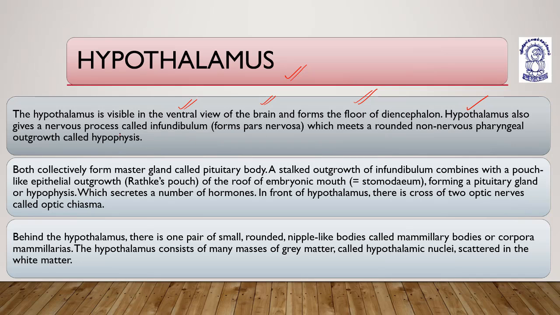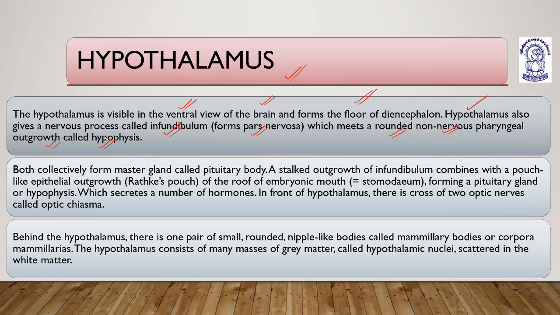The hypothalamus is visible in the ventral view of the brain and forms the floor of the diencephalon. It also gives a nervous process called the infundibulum, which forms the pars nervosa, that is the posterior pituitary, which means a rounded non-nervous pharyngeal outgrowth called the hypophysis.